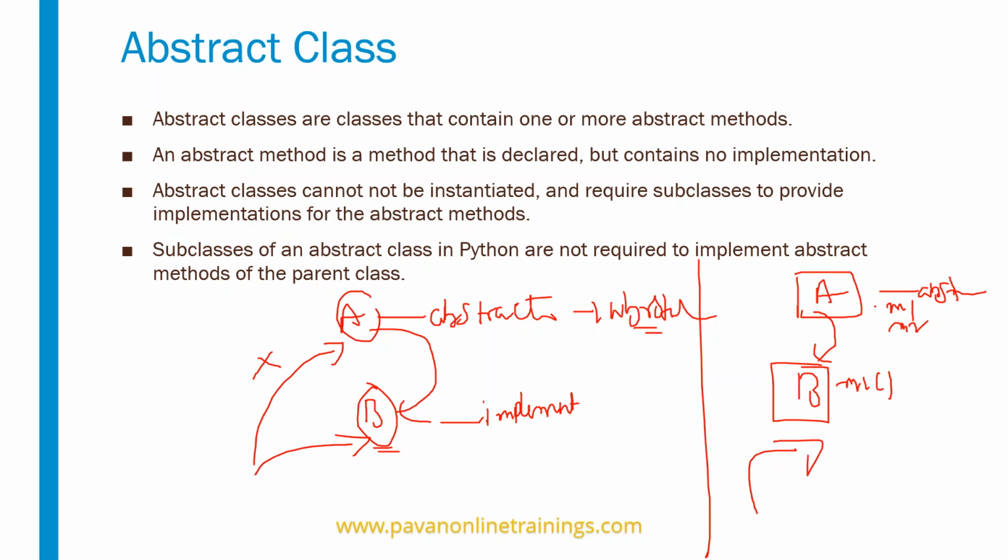B class is an extension of A class, and A is an abstract class. In the previous example we have seen that we cannot directly create an object for the abstract class, but we can create an object for the child class because this class has implemented the method. So this class cannot be an abstract class because it has already implemented the method. So we created an object for the child class and we are able to access the method.